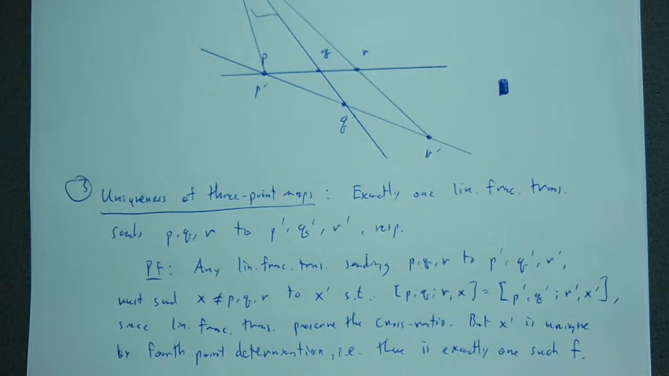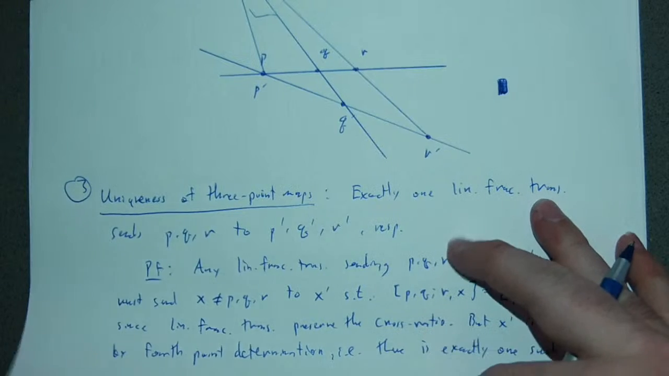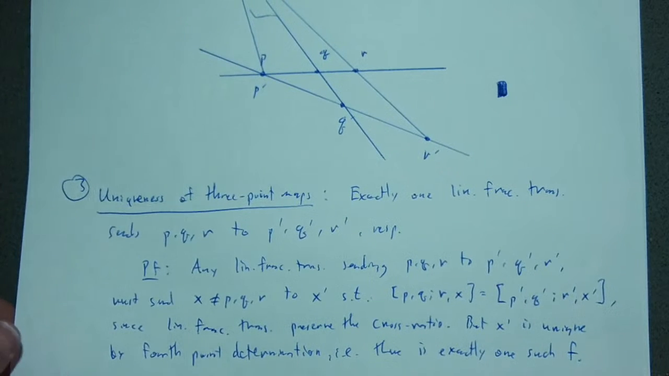All right, so that's nice. Not only do 3-point maps exist, they're actually unique. There's a unique way to do this. You may have guessed that just from the way this construction went, that there would be exactly one way to do this. But anyway, that's the idea.